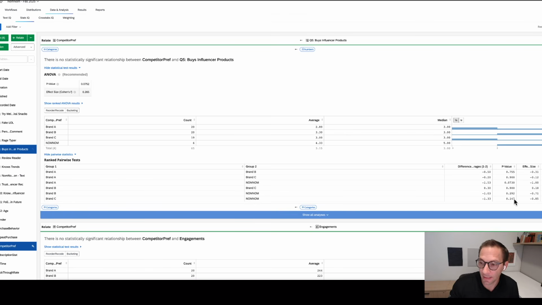Now let's say that this right here was also significant. It's not getting there. It's a 0.147, so it's not even marginal, but let's just say for kicks that it was. That'd be between brand C and nom nom. Brand C, you can see here, is lower than nom nom, so you'd say, okay, as buys influencer products goes up by 1 point, it's more likely that they prefer nom nom than brand C. Okay, I hope that that helps.